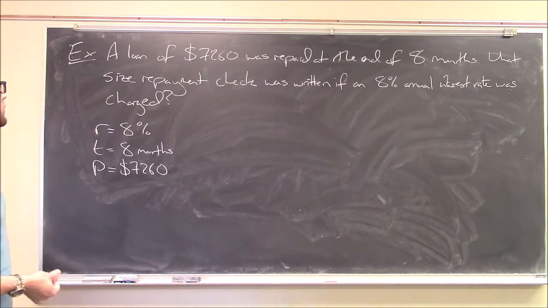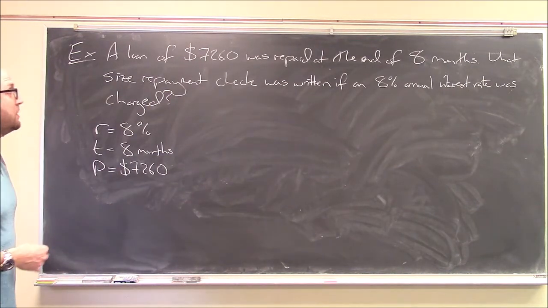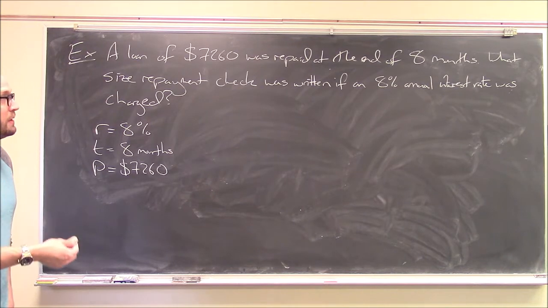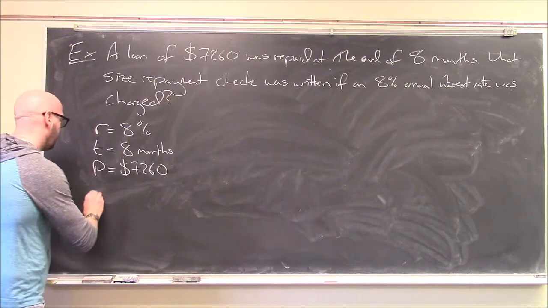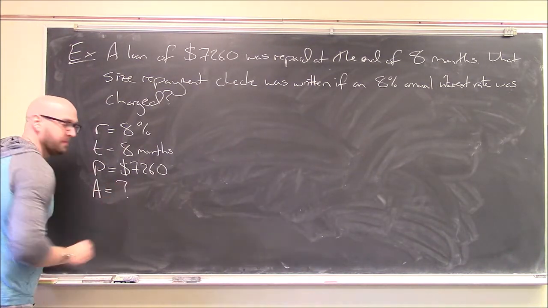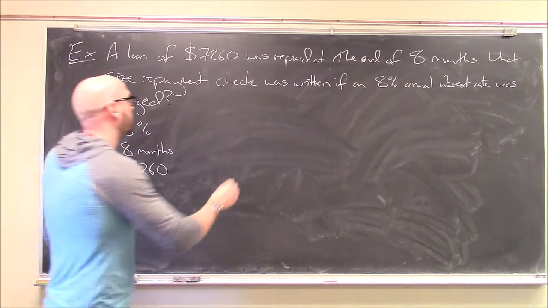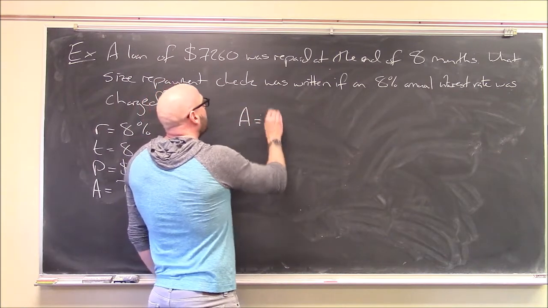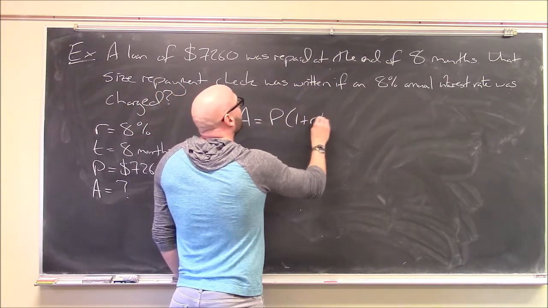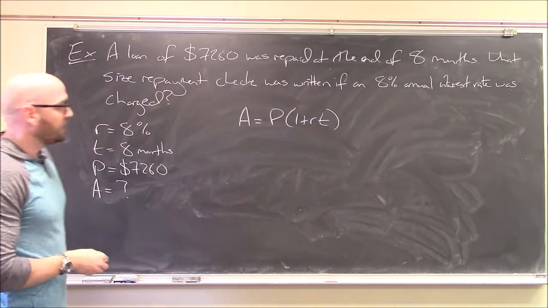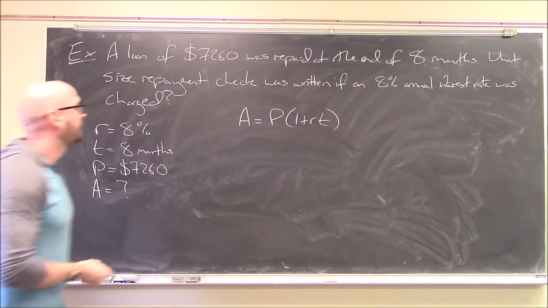So what's the question asking for? The question is asking for what was the future value? What was the amount that was repaid after 8 months? So this is what it's asking for. It's asking for what is A. Well, now we're down to the problems we just did, where we just have to plug these things in, right? We have our formula. A is P times 1 plus RT. So we'll just plug in these 3 values.